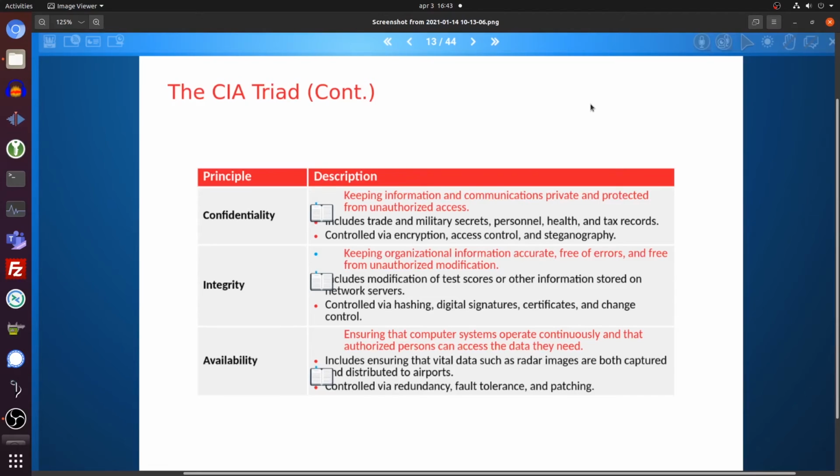Availability. Ensuring that computer systems operate continuously and that authorized persons can access the data they need. So availability, yes. Uptime of systems, of websites, and that authorized persons, based on their privileges, can access the kind of data that they need. So this is basically what information security is about. It really revolves around these three principles: confidentiality, integrity, and availability.